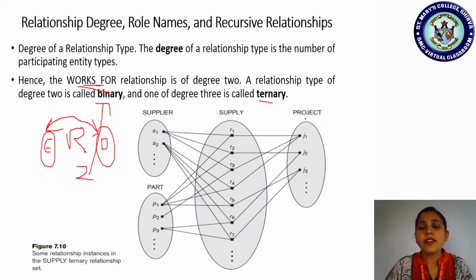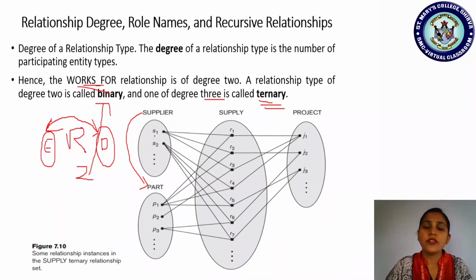Supplier supplies for a project, but what is the supplier going to supply? Supplier is going to supply parts for a project. Supplier supplies part for a project. Understood? So here 3 entities are participating in this supply relationship, and the degree of this relationship is numbered as 3, or it is named as ternary.